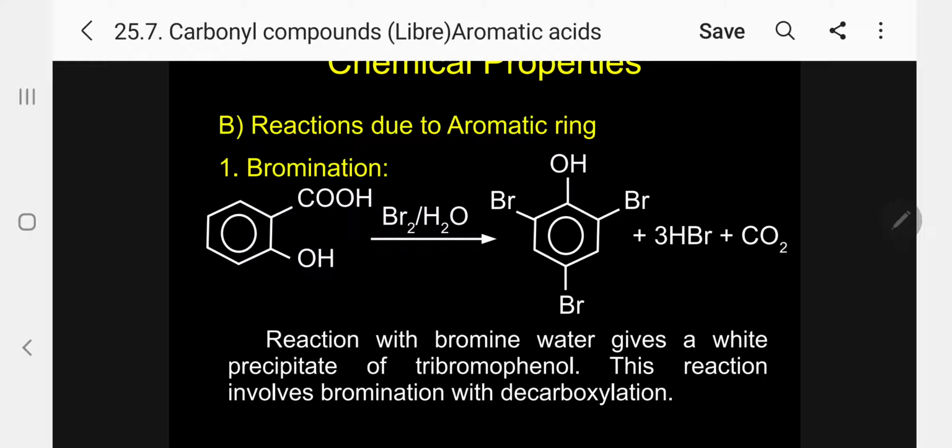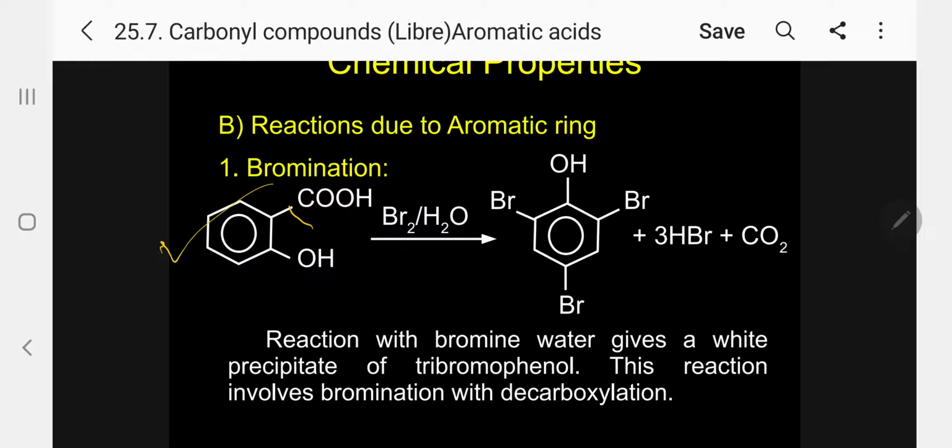Then reaction due to the aromatic ring. This is very, very important. Kindly follow. Normally, phenol will undergo bromination. If you take phenol, normally it will undergo bromination with bromine water to give 2,4,6 dibromophenol white precipitate. That is the normal case of phenol. But the interesting information here is that in addition to the phenolic group, there is also a carboxylic acid group. Please follow.